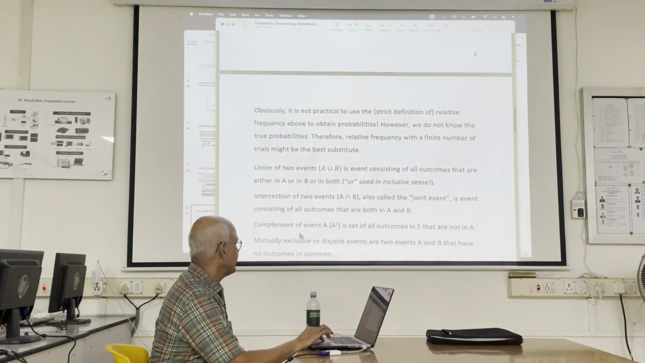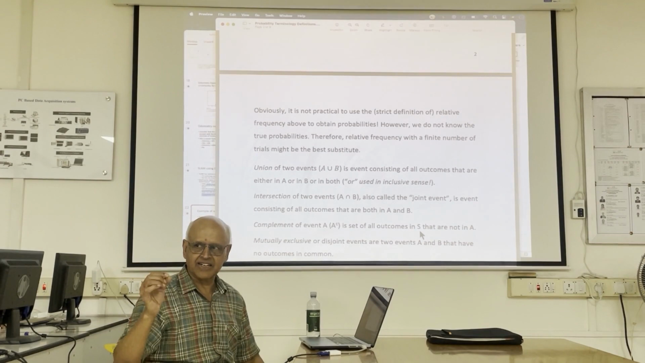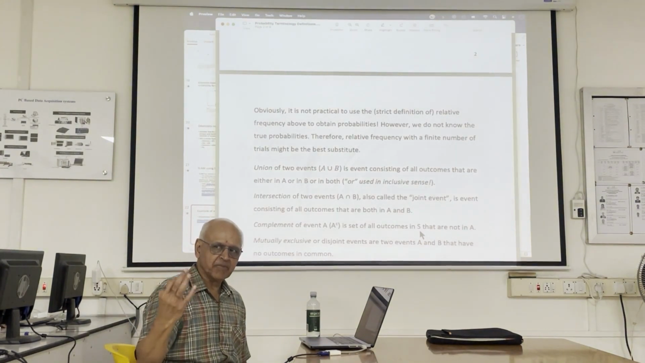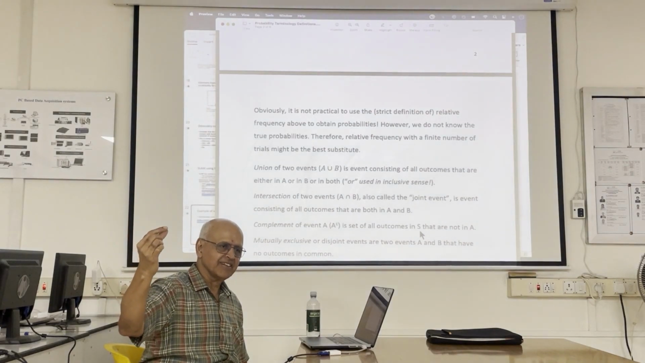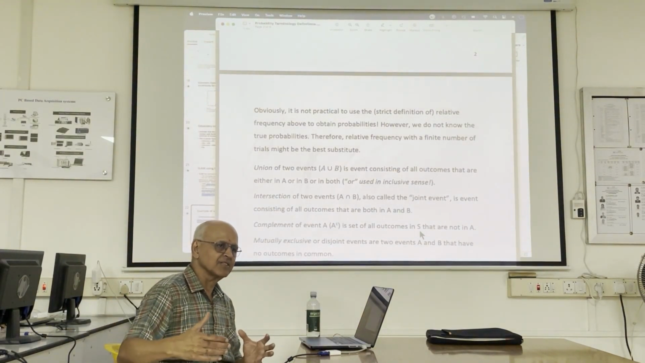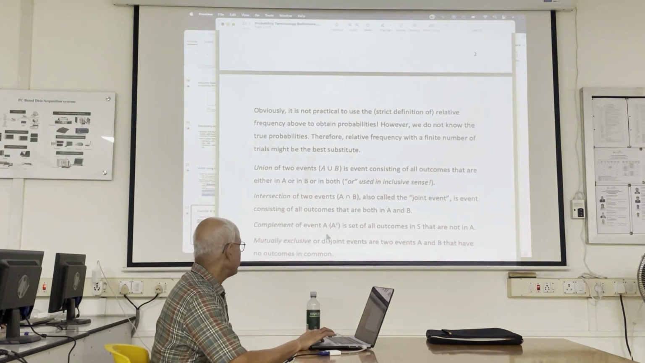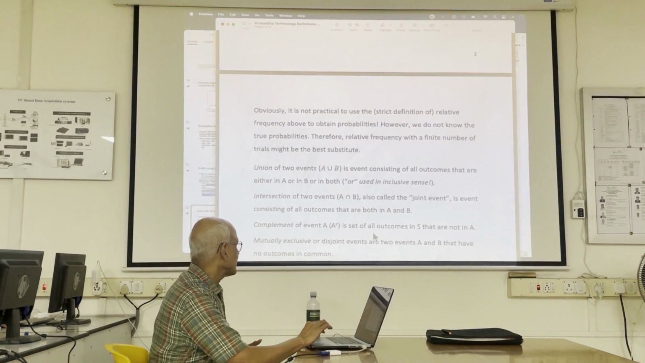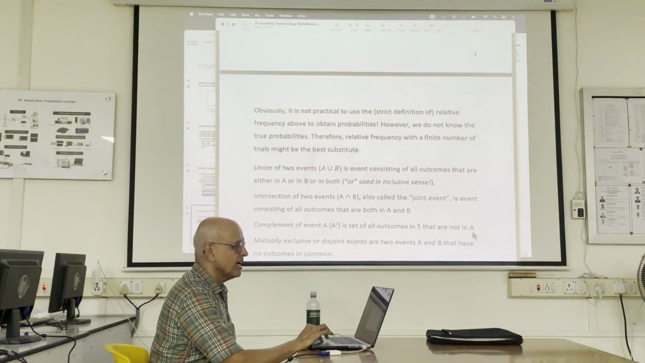Okay, the complement of an event is the set of all outcomes in S. So S is the sample space. You cannot get an outcome outside the sample space. You cannot say, hey, guess what? I made a mistake. I have an outcome that is outside the sample space. No, then you have to change the sample space and bring that in also. So the complement of the event A is like not A, right? So all outcomes in S that are not in A.